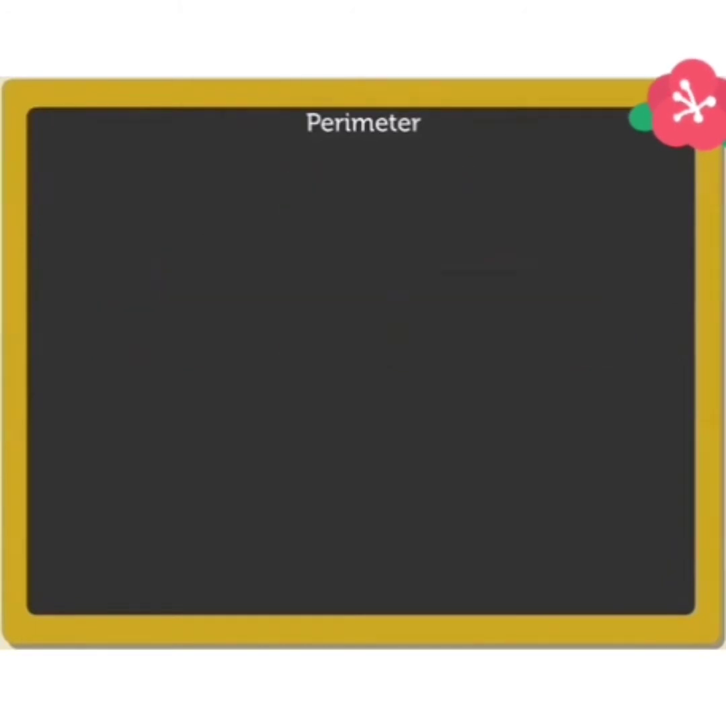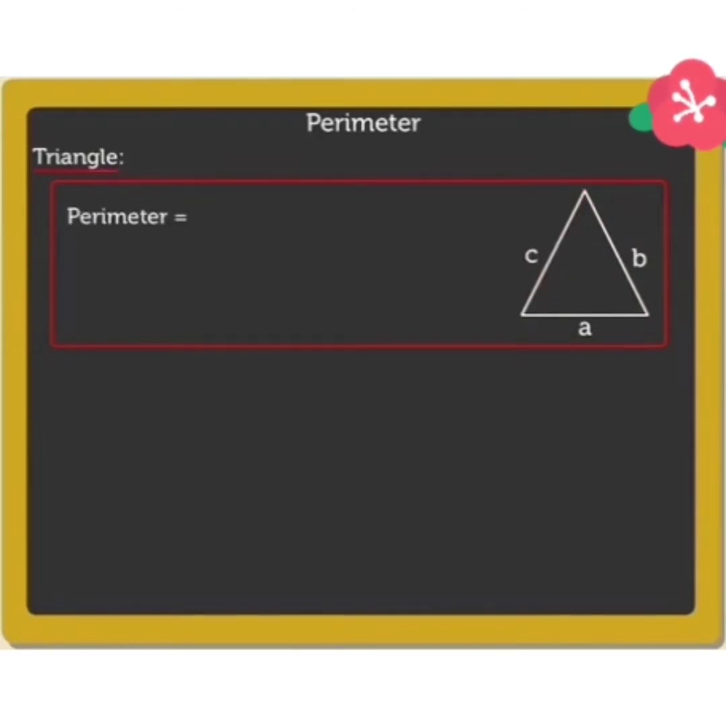Let's start with a triangle. A triangle has 3 sides, side A, side B and side C. To find the perimeter of a triangle, we add the lengths of all its sides. Therefore, perimeter of a triangle is equal to A plus B plus C.